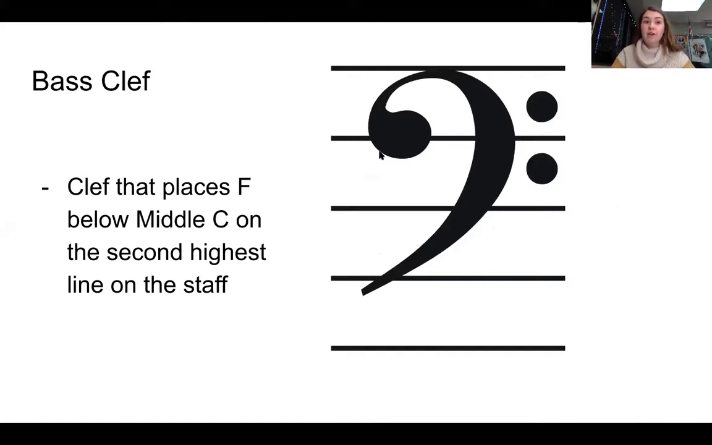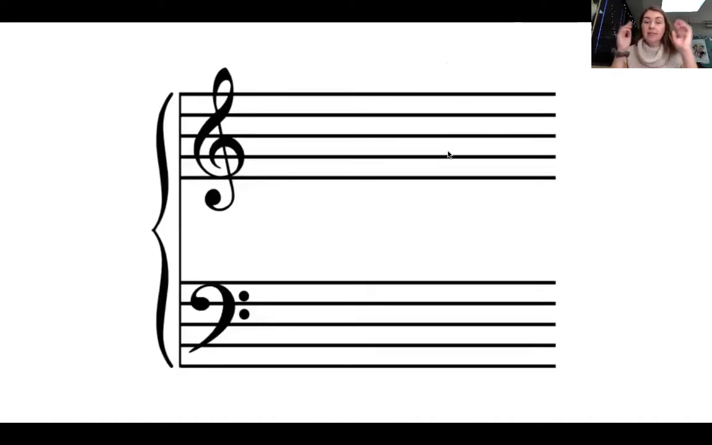Then we have the bass clef, and the bass clef places F, this big dot right here, F below middle C, which would be above this, on the second highest line on the staff, 1, 2. It has the dot there that is showing where F is. For the sake of our brains, I like seeing it like this. Remember, the treble clef places G right here above middle C, which means middle C would be here. And the bass clef marks F on the second highest line on the staff, right there, below middle C, which means middle C would be there. So they go together, it goes one big line. So that's treble clef and bass clef.